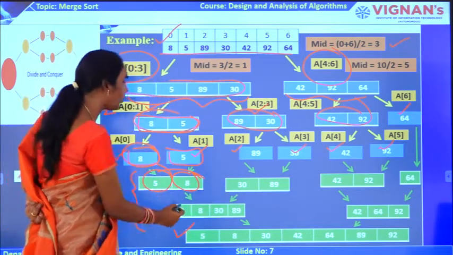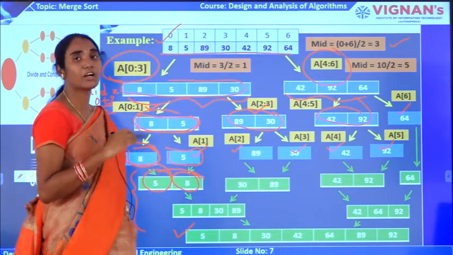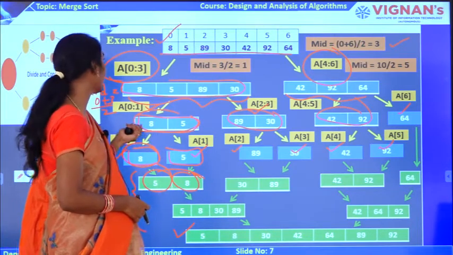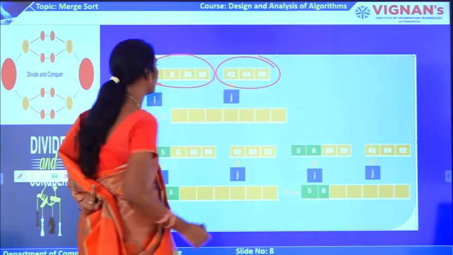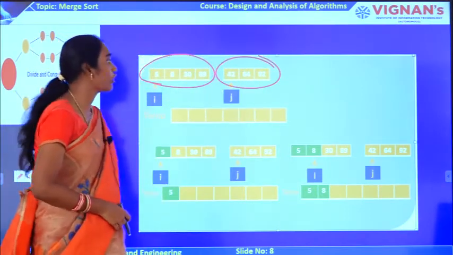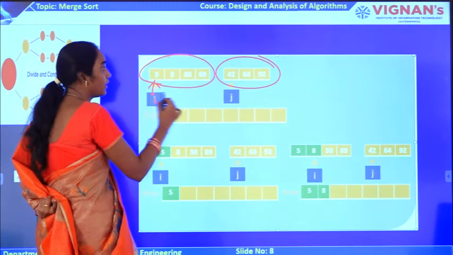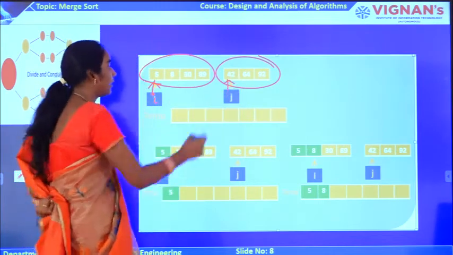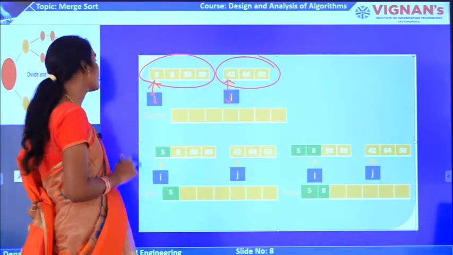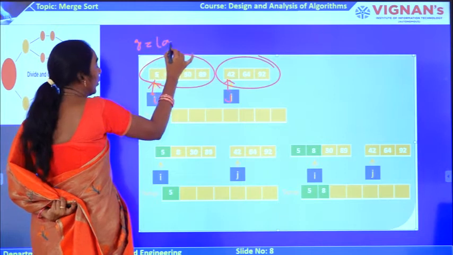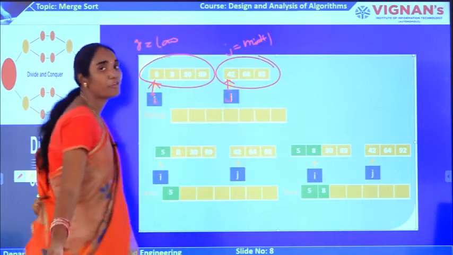So how, while merging, how is this sorting technique done? So how will this sorting be performed? We'll know in detail with the next slide. Let us consider I have taken the last iteration, that is 5, 8, 30, 89 and 42, 64, 92. So now I am taking the starting index as i in the first sublist and the starting index as j in the second sublist. So now your i is nothing but low and j is nothing but your mid plus 1, right, if I am going with the algorithm.